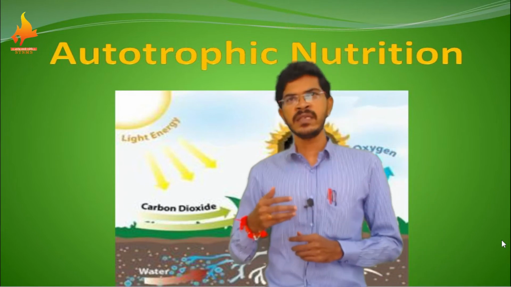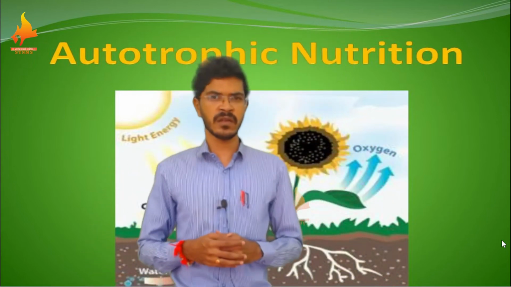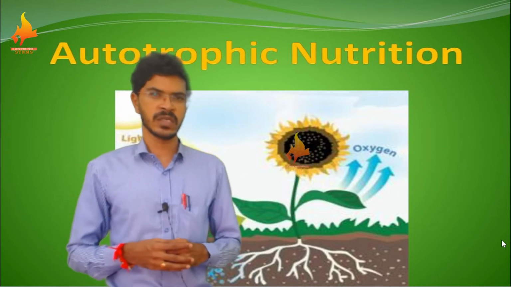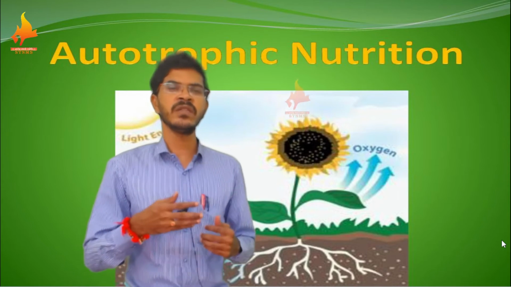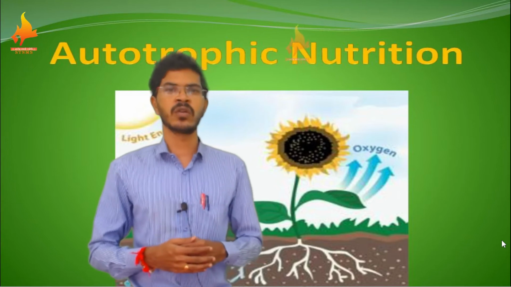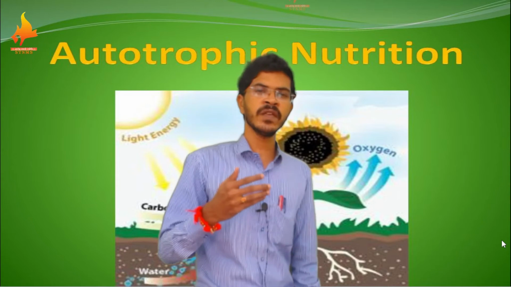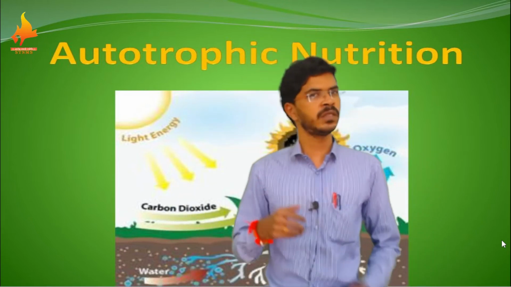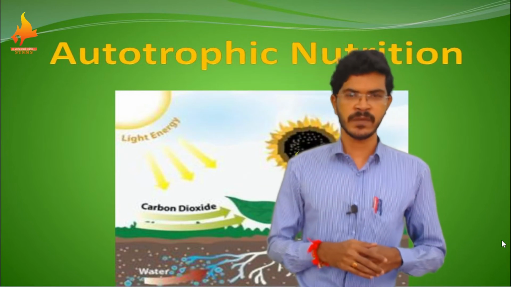So if we try to understand the term autotrophic, what does it mean? Auto means by itself, trophic means production. The word itself means that the living organisms which can produce their own food are called autotrophic organisms, and the nutrition in which the living organisms are able to produce their own food is called autotrophic nutrition.